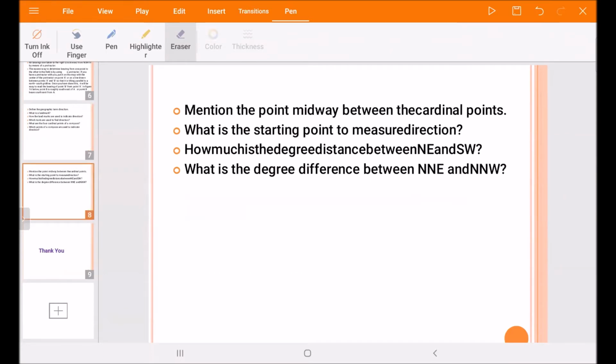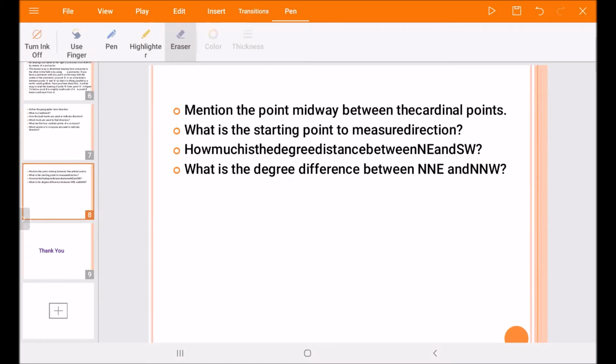Mention the point midway between the cardinal points, which is the northeast. That's the points which are found in between the cardinal points: north and east, northeast; south and east, southeast; south and west, southwest; and north and west, northwest.